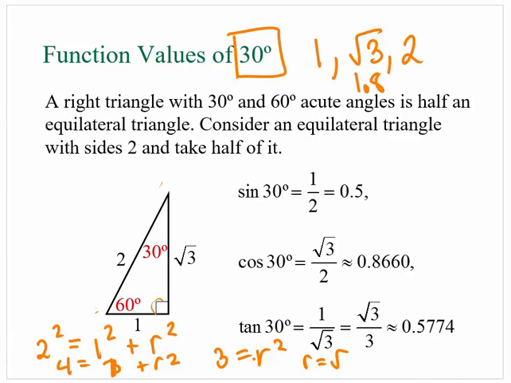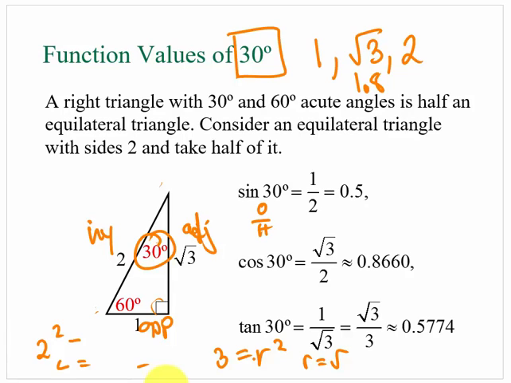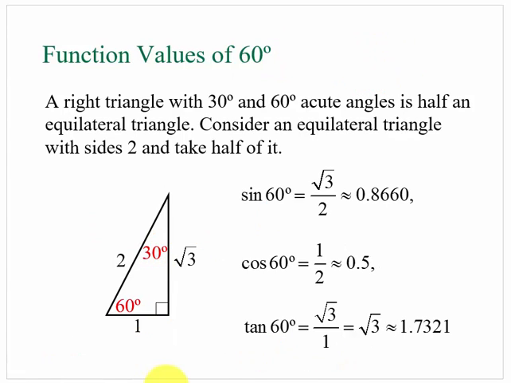Now, then I'm going to go and find my sine, cosine, and tangent. So for 30 degrees, my opposite is going to be my 1. Adjacent will be root 3, and hypotenuse will be 2. So sine is O over H, which is 1 over 2, cosine is A over H, and tangent is 1 over root 3, and then it's rationalized.